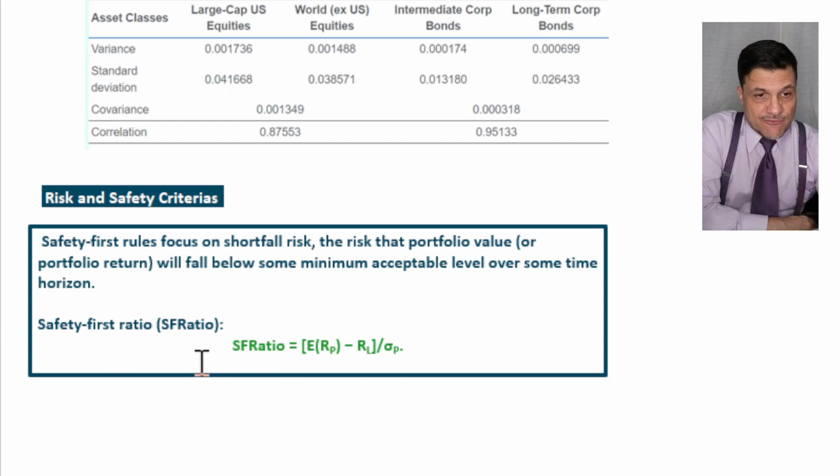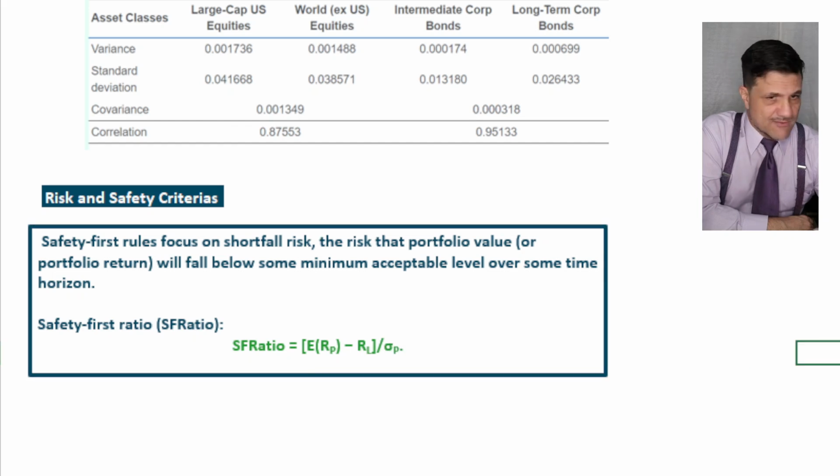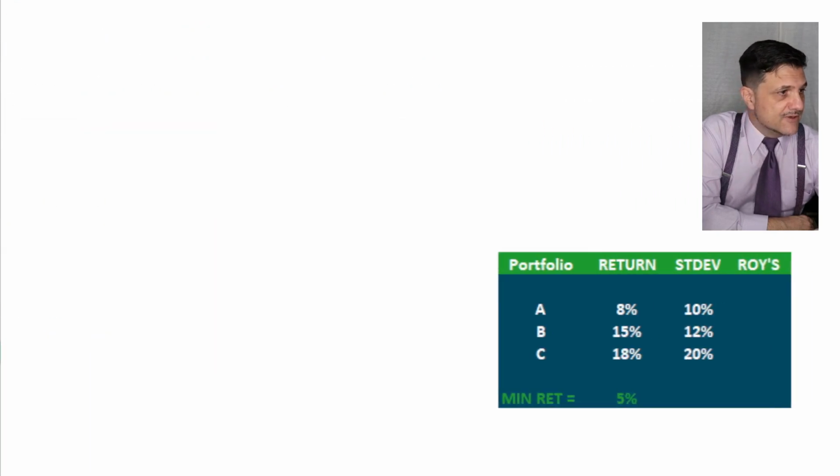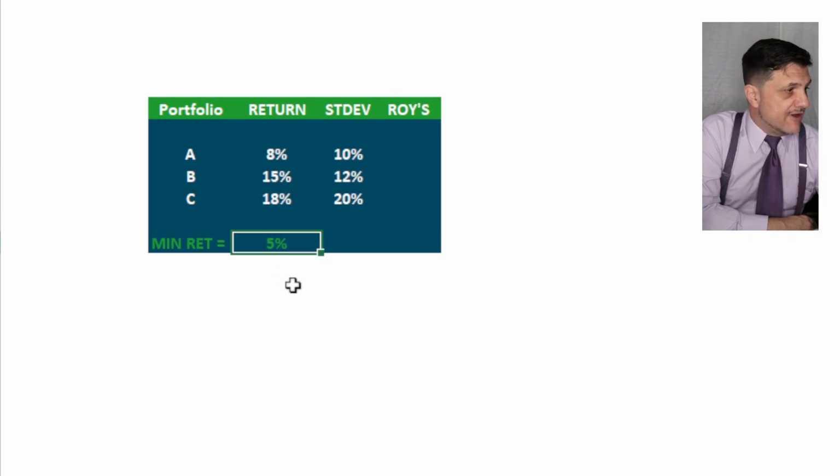So look at that. The formula of the safety-first ratio, or Roy's safety-first ratio, is the expected return of the portfolio minus the expected return required by the client, divided by the standard deviation of the portfolio. It's a very simple formula. Let's do a quick example here for us to see that. Okay, there we go. I have 3 portfolios, A, B, C. I have the returns, standard deviations, and I need to know which one of those 3 portfolios is the best one for a client that requires a minimum of 5% return.